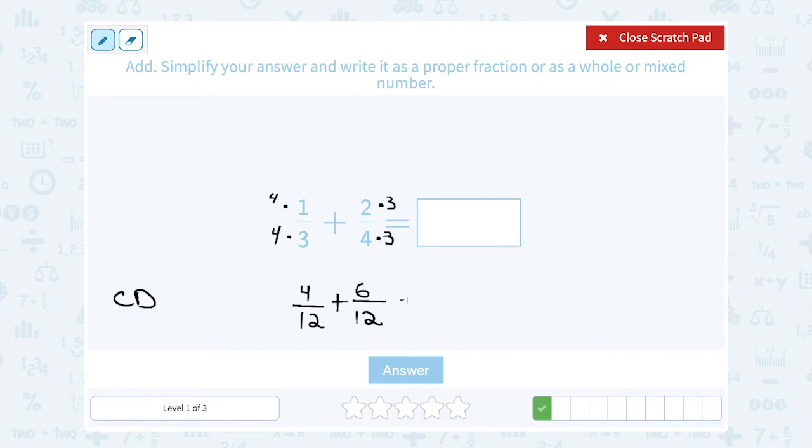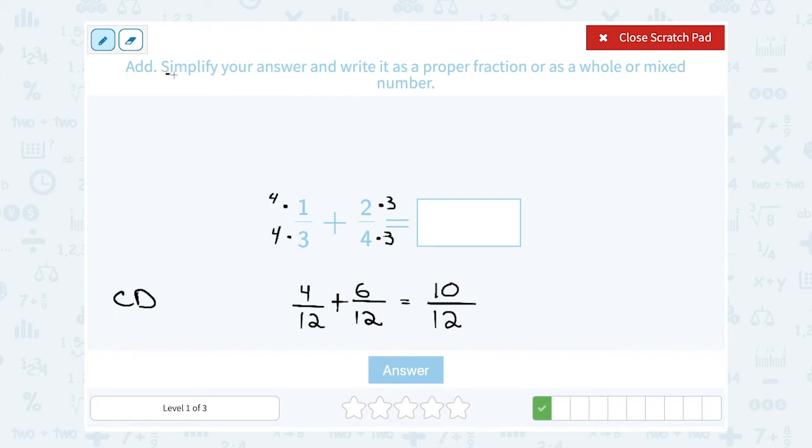Okay, and then from here, it's the same idea as what we did in the last problem. Remember, the denominator does not change. If I have 4 out of 12 and I add 6 out of 12, I know my answer is still going to be out of 12. And then I add the parts, or I add the numerator, or top number. 4 plus 6 gives me 10. So this means I have 10 out of 12.